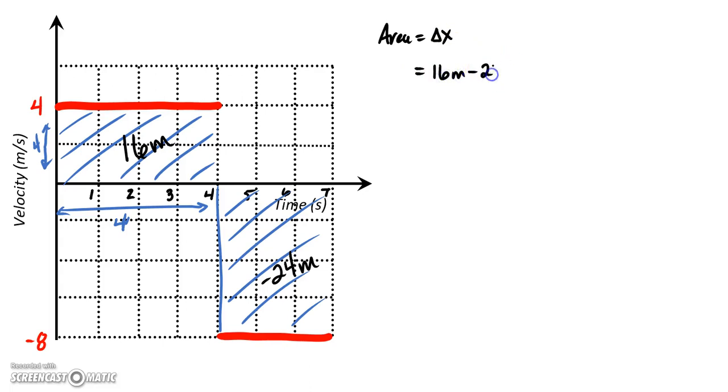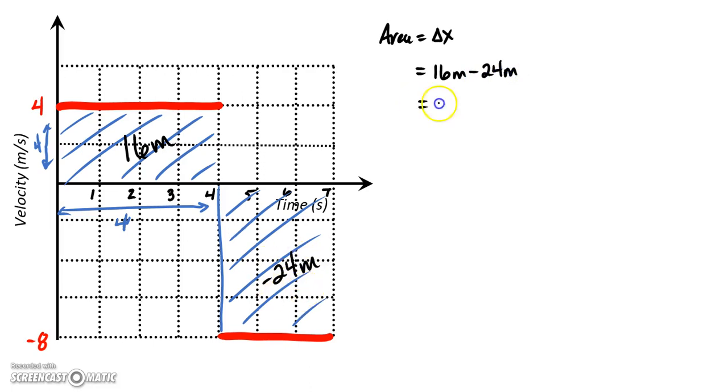So if we want to know what our total displacement was, this would be equal to 16 meters minus 24 meters. And again, it's minus because this is a negative displacement. So that gives us a grand total of -8 meters as our displacement. Now that's for the whole trip. If you want to do part of the trip, you could cut it up into pieces, but either way you can still figure out area.